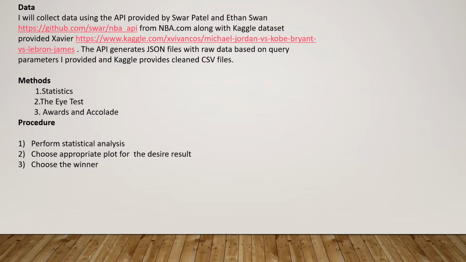For methods, I'm going to use statistical analysis to find out how the player performed. The eye test, which is: what do you see in a player? What do you like in a player? And the final step is awards and accolades, which is how the player performed and accomplished in their career. I want to do it through a combination of visualization and statistical analysis. And so let's see.